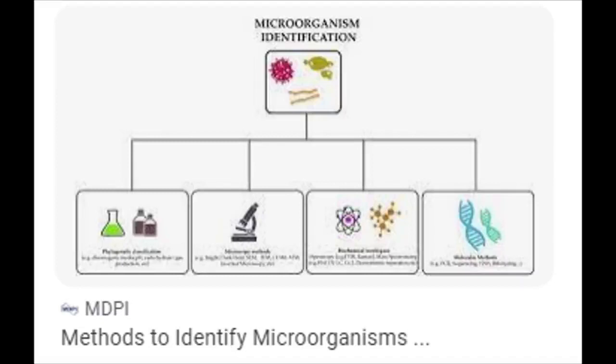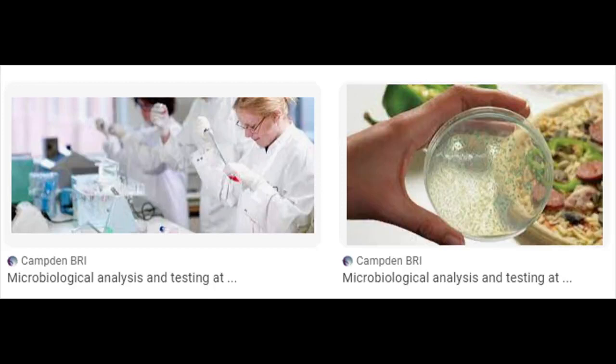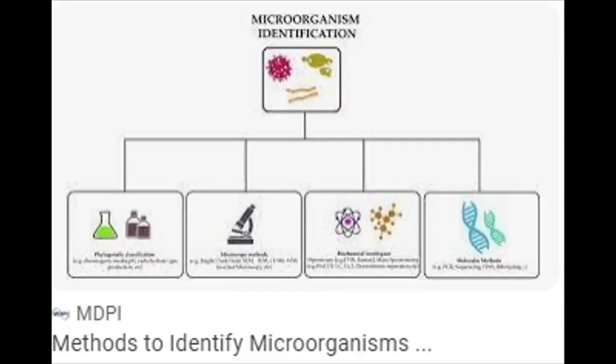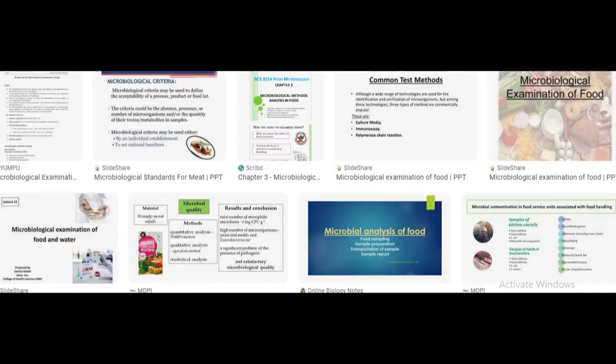So the total mesophilic plate count is widely used, as I've mentioned before when we talked about enumeration, as a broad indication of microbiological quality. Although it is unsuitable for this purpose in fermented foods, which contain large numbers of organisms as a natural consequence of their preparation. So for fermented food, you cannot use the total mesophilic bacterial count.